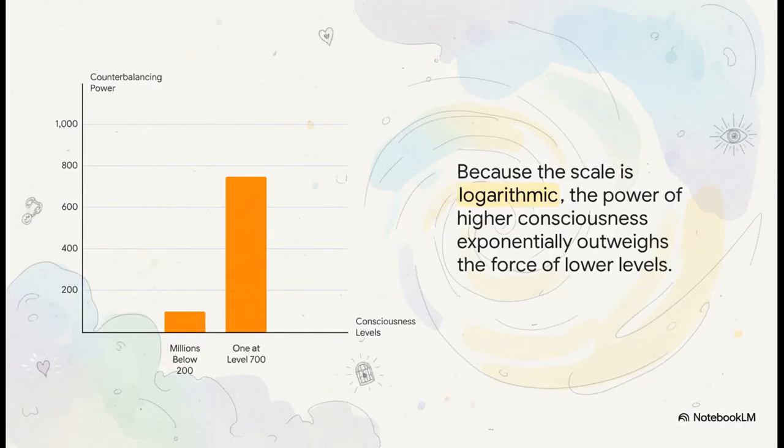So what does that really mean? It means the energy of the higher levels is exponentially more powerful than the energy of the lower ones. The positive power from a single individual calibrating way up at level 700 can, according to this model, completely counterbalance the collective negativity of millions and millions of people operating below 200. It's wild. The few can literally outweigh the many.